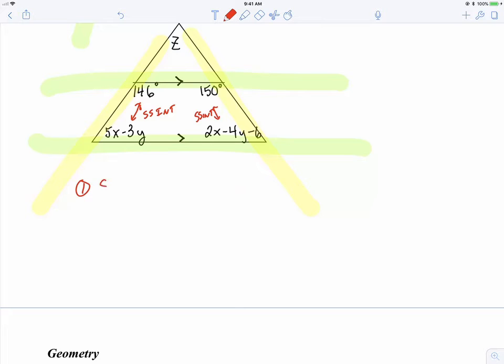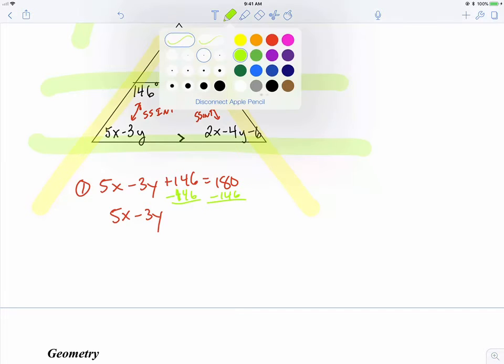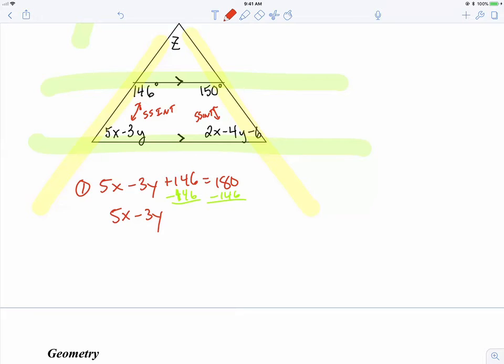If I make the first equation, I say 5x minus 3y plus 146 equals 180. That equation has x and y in it. If I put it in standard form, I need to get rid of this 146 on the left side. And so I'm left with 34 on the right side. That's our equation 1 in standard form.